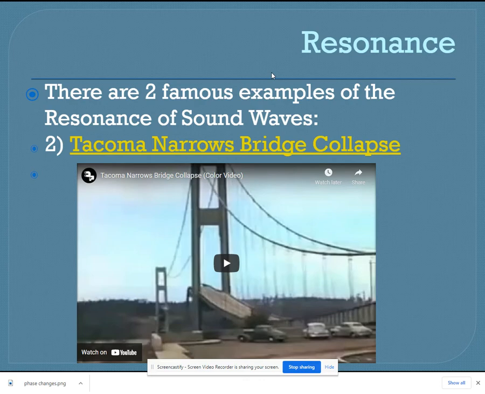All right, welcome back. We're going to move past resonance now. Remember, it's resonance that causes the wine glass to vibrate and then break if you continue it. And it's resonance that's responsible for the Tacoma Narrows bridge collapse. Resonance.